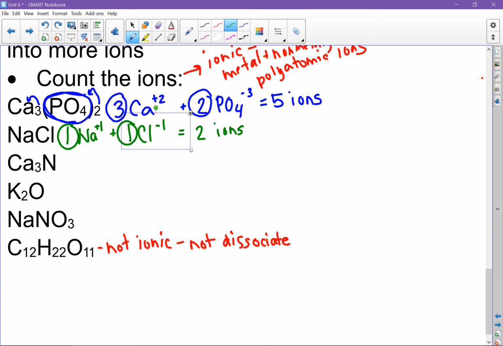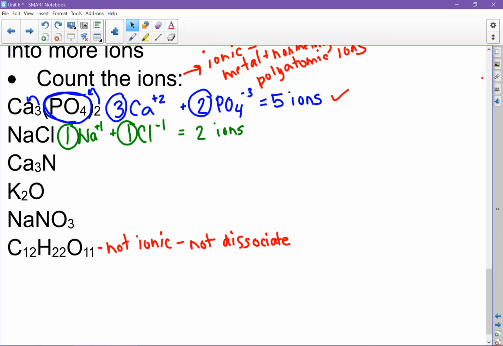So if I just stopped and compared those two, this calcium phosphate is a more effective freezing point depressor and boiling point elevator because it has more ions. So this would affect the temperatures more compared to NaCl. Let's look at some of the other ones and see if any of them would have a greater effect.